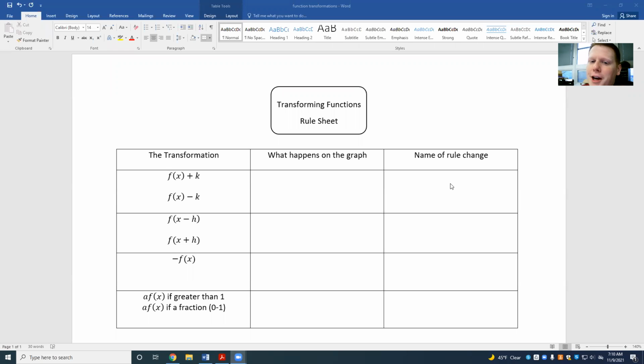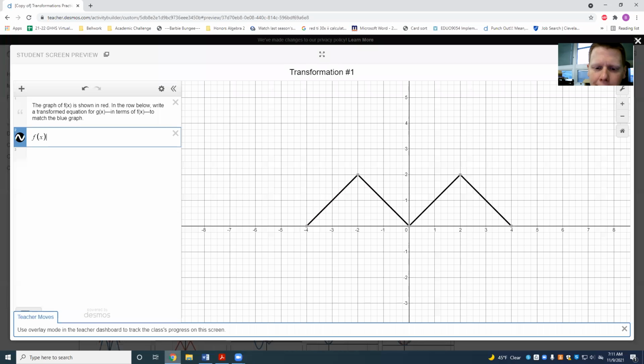Today we're going to be looking at transforming functions. We're going to be making a rule sheet today, seeing how functions change based on what you modify in the function notation. So today we're going to be looking at this M-shaped function. It doesn't really have a proper name, so we're just going to call it f of x.